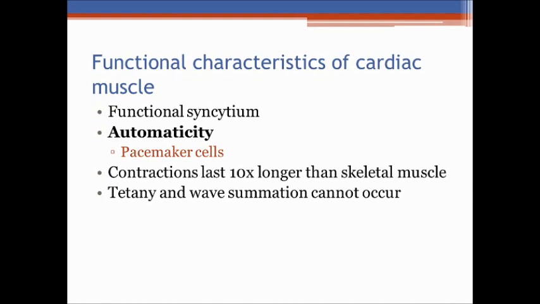The functional characteristics of cardiac muscle: it's known as a functional syncytium. We already talked about that automaticity, and the pace of the heart contractions is made by the pacemaker cells. Contractions last 10 times longer than skeletal muscles, and tetany and wave summation cannot occur in cardiac muscle.